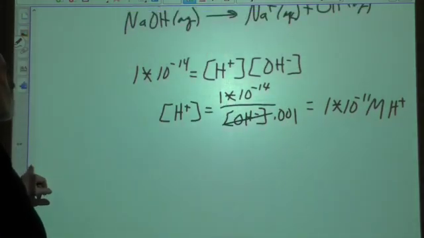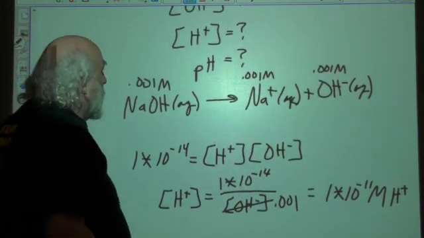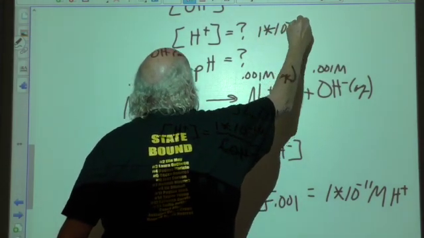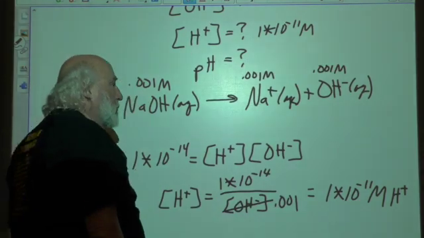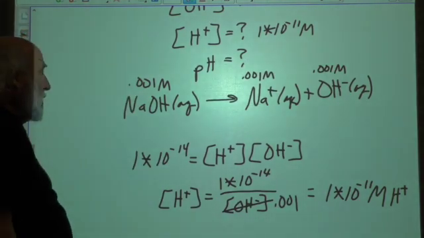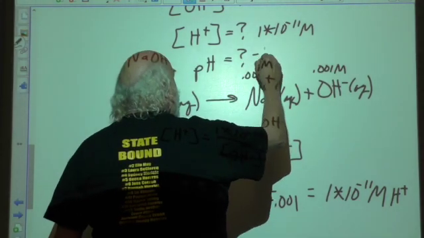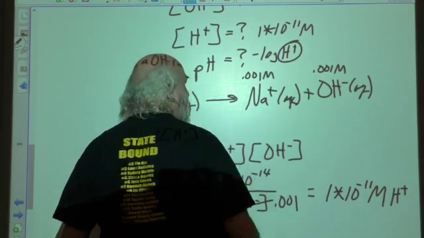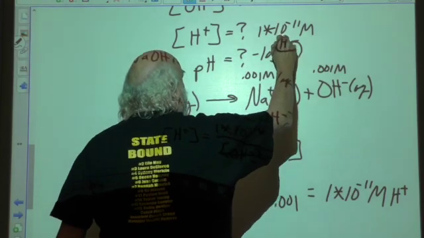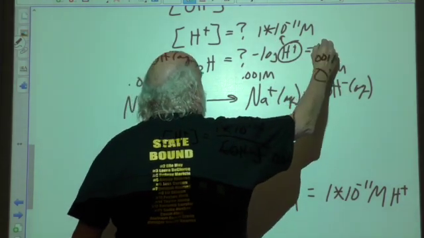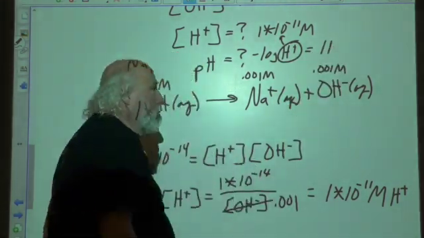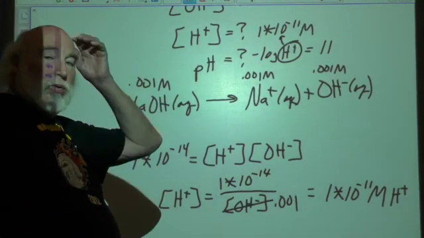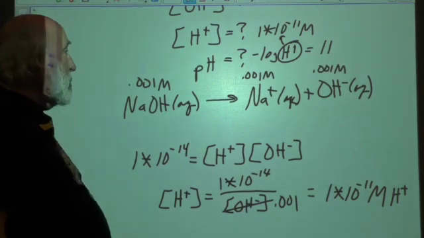So, right there, we put 1 times 10 to the negative 11th moles per liter. pH then is the negative log of hydrogen, not hydroxide. So we use that value right there and we get 11 as my pH. And because it's greater than 7, that tells us we are dealing with a basic solution, as we expect.